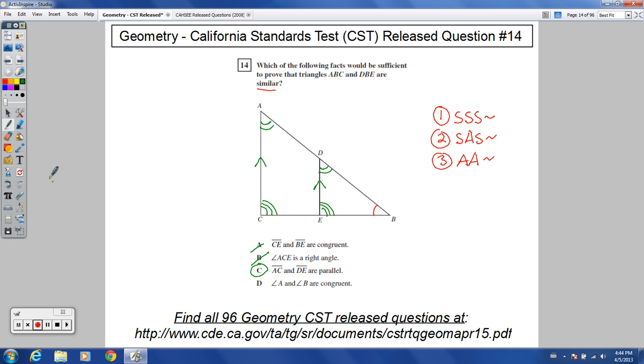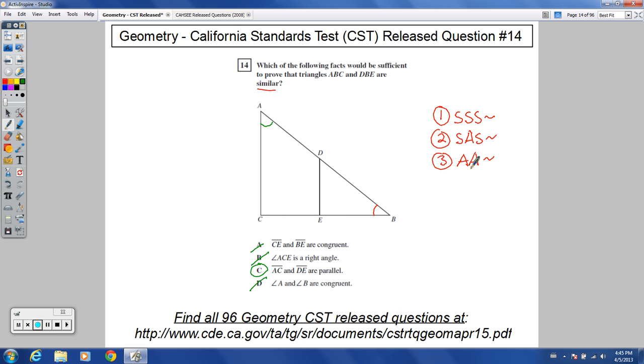Let's check out choice D though, just to make sure that we didn't make a silly error in our work there. Always a good thing to do when you're taking a test, if you have the time for it, to check your answers and to check all the options. If A and B are congruent, this angle is congruent to this angle. That doesn't really mean much. This would be an isosceles triangle, but again, DE could be on a slant and it wouldn't have to be parallel to this part here. So that's clearly not enough to prove that the triangles are similar.